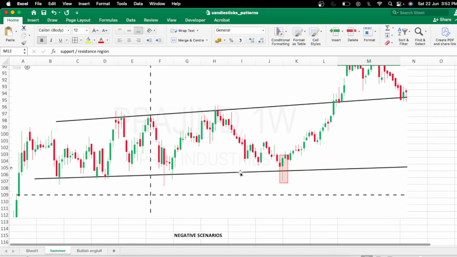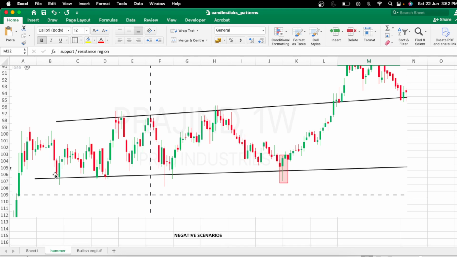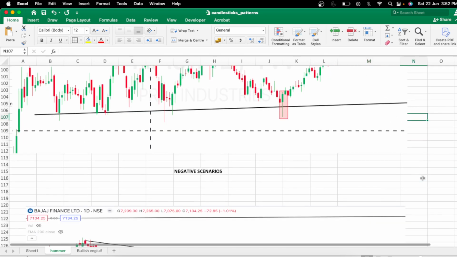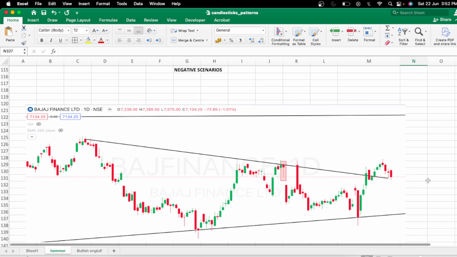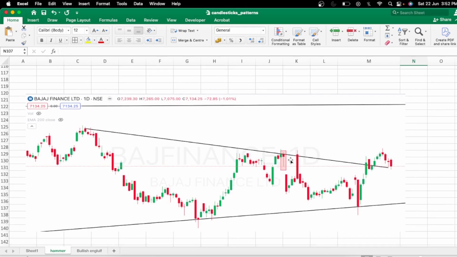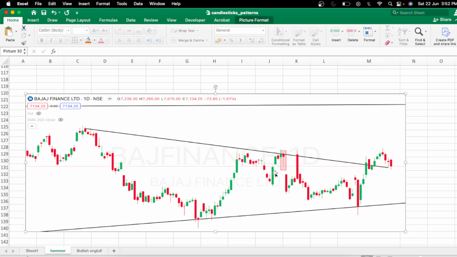Similarly here also, this is Praj India. Here also we have our hammer, then we have an immediate downtrend and a support zone, and it goes up. In the same way, where we have to avoid these candles is even more important. Now you see here again we have the hammer. But what trend do we have here? There is no downtrend. In the last 10 candles, it's an uptrend.